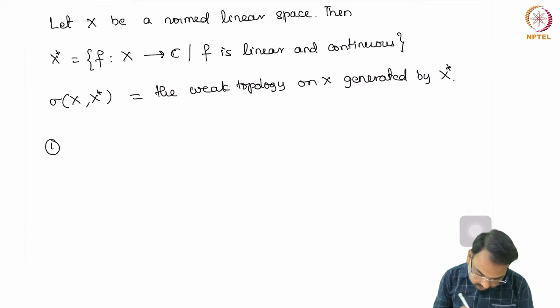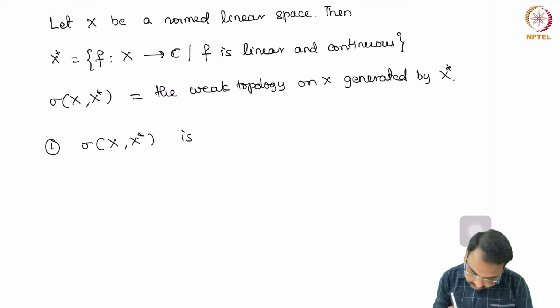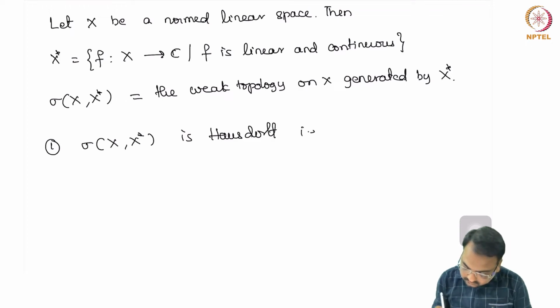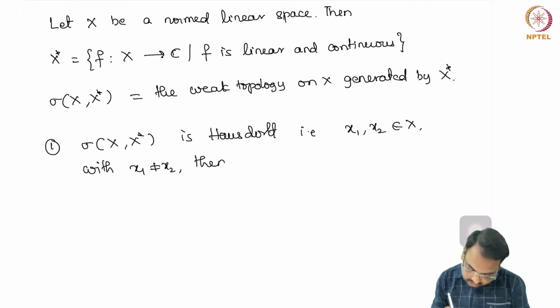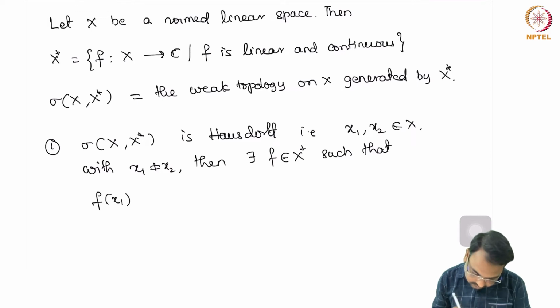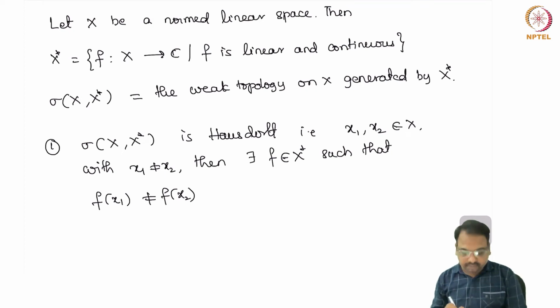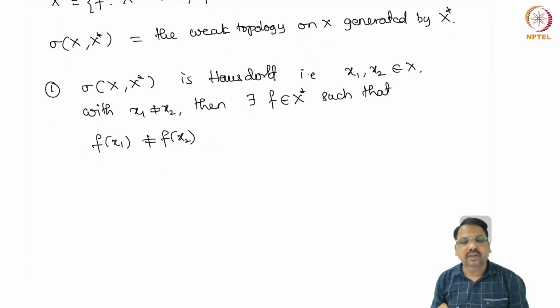So by using the Hahn-Banach theorem, we can easily show that this topology is Hausdorff. That is, if you take two elements x1, x2 in X, with x1 not equal to x2, then there exists f in X star such that f of x1 is not equal to f of x2. Now from this we can conclude that this topology is Hausdorff.